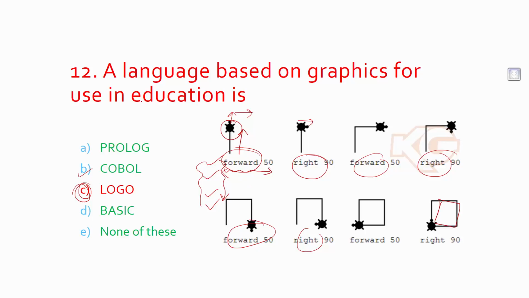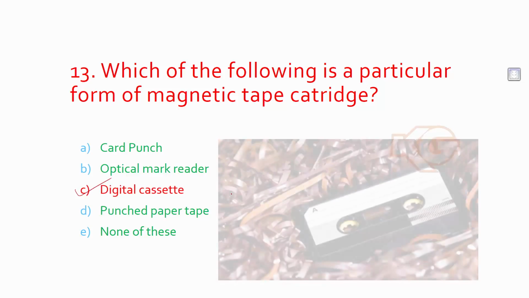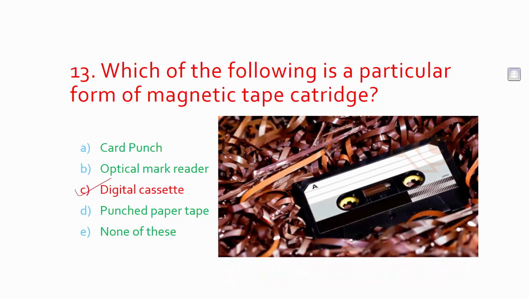So it's pretty much good for educational purposes. Which of the following is a particular form of magnetic tape cartridge? So what's the one which is an example for it? So card punch, no. The answer should be a digital cassette. You can see this is how, while we were children, we used these things more. You must have played a lot with these things.